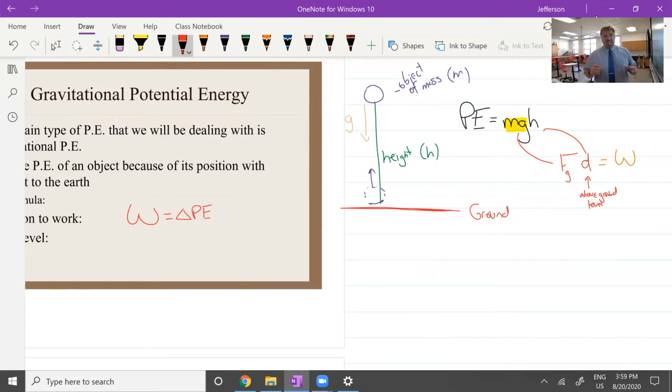Now, if you've been paying attention, this should make you go, wait a minute. Didn't he tell us just yesterday that the work done on an object was equal to the change in kinetic energy? And I did. And now I just got done telling you that the work done is equal to the change in potential energy. So am I a big fat liar, or is there more to it? Let's go with option 2. Turns out there's more to it. The work you do on it will equal the change in the energy of the object.